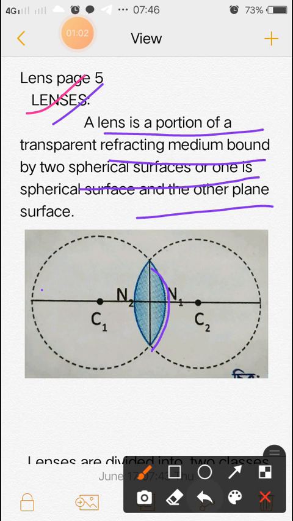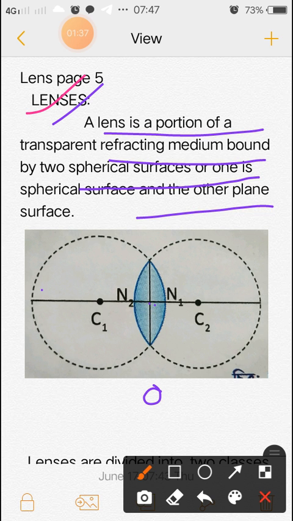This point is called O, the optical point. This point is called optical point O, and C1 is the center of curvature, and C2 is also a center of curvature, and O is the optical point.